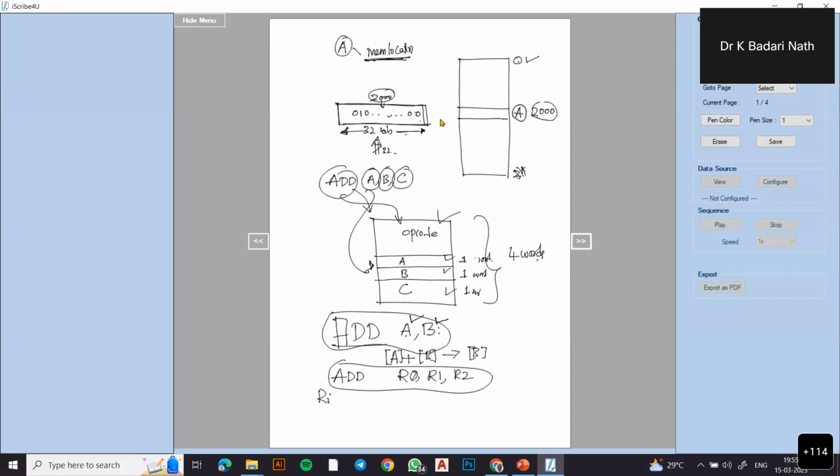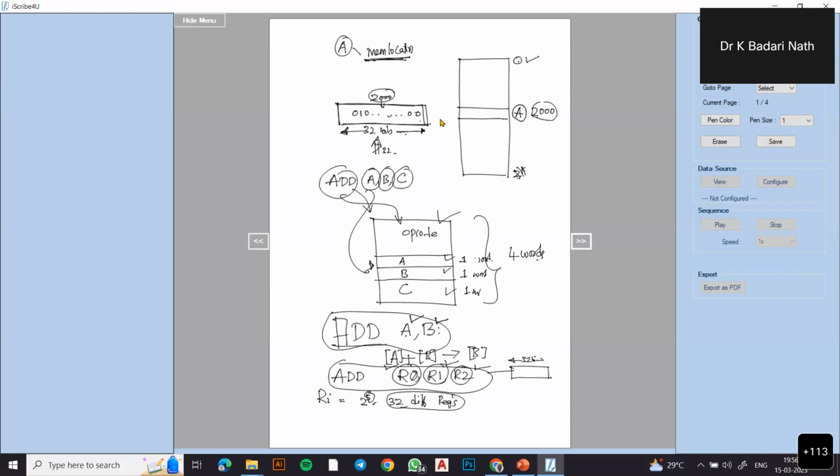32 registers means 2 to the power of 5. So 2 to the power of 5 means I can represent 32 different registers. 5 bits are required to represent one register. That means 5 bits are required to represent R2, 5 bits are required to represent R1, 5 bits are required to represent R0. And that means the whole of this instruction I can put into 32 bits.